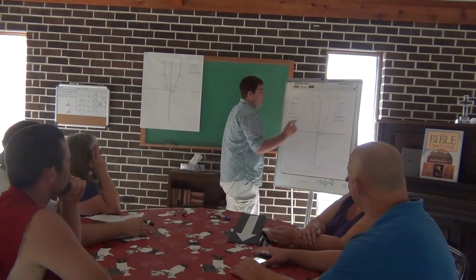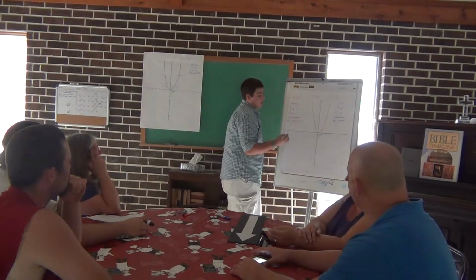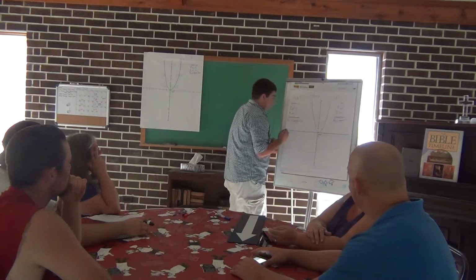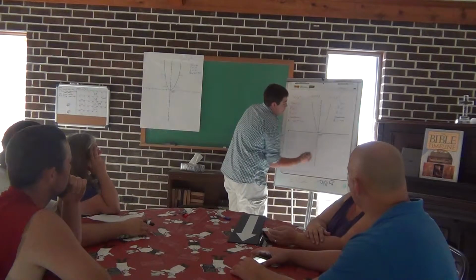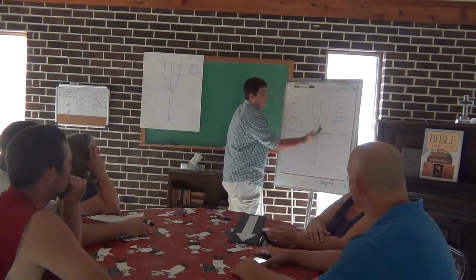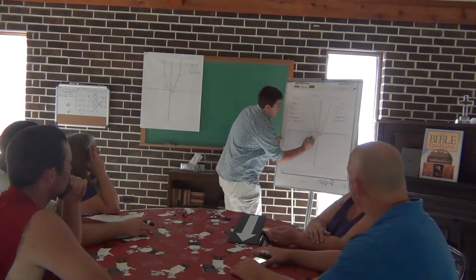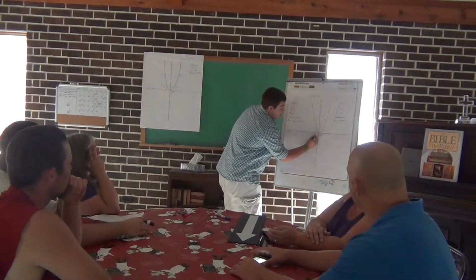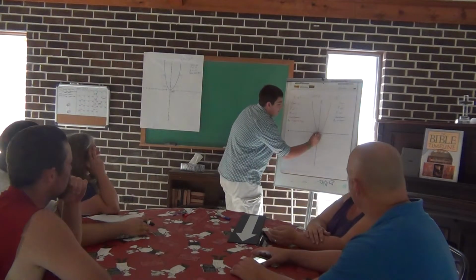For negative x squared, since it is negative, it will be the exact same thing, just flipped over the x-axis. So its points will be negative 1, 1, negative 2, negative 4, and it will just be reflected over the y-axis, since the axis of symmetry is the y-axis. So it will be at negative 1, 1 and negative 2, 4.